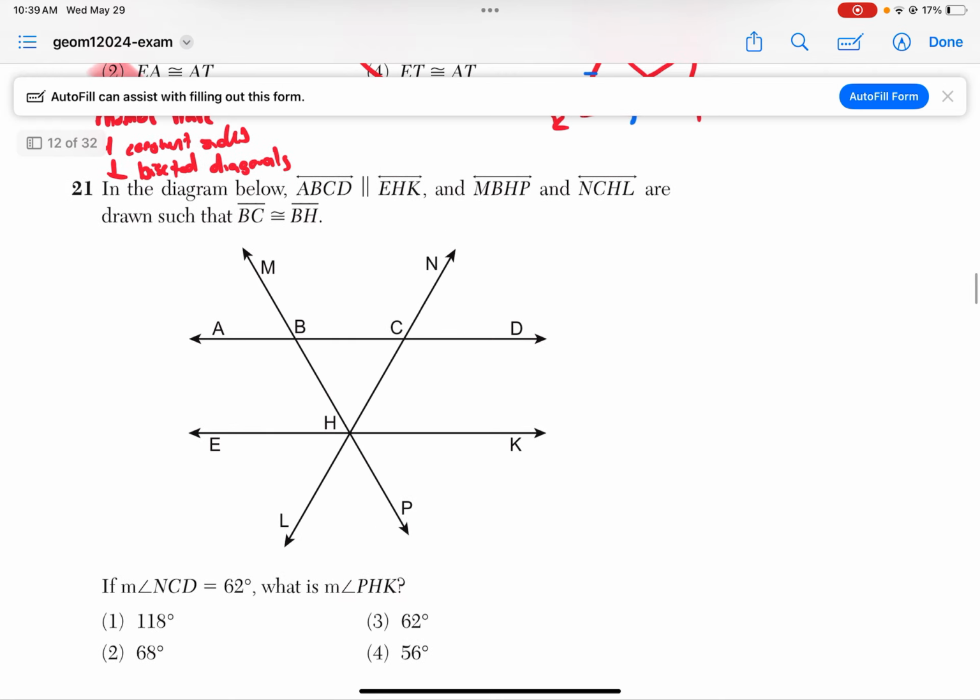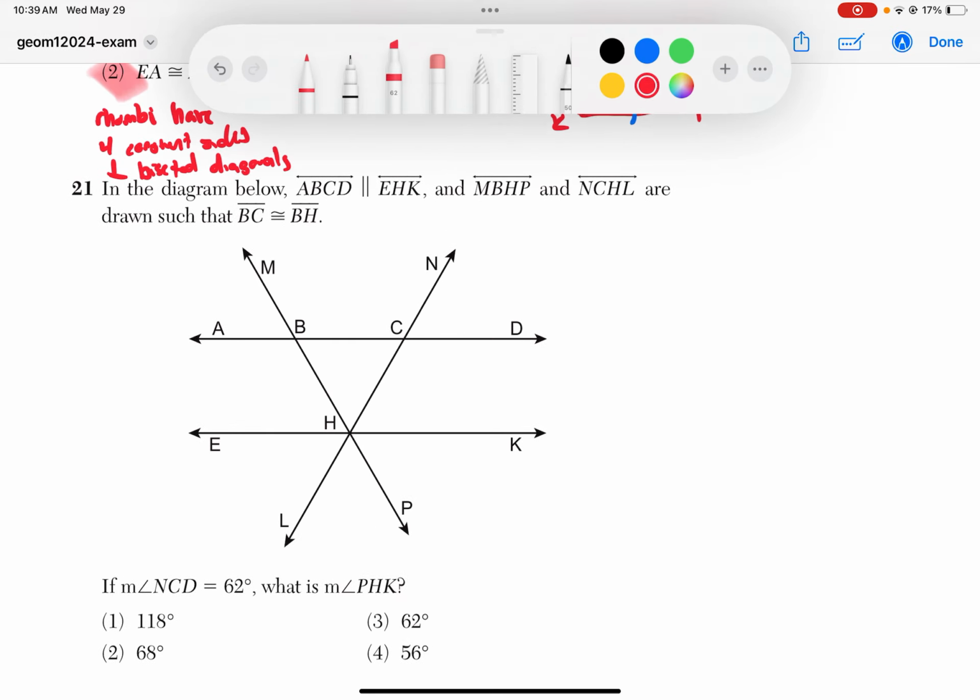Number 21. Oh, we're definitely working with parallel lines cut by a transversal for sure. ABCD is parallel to EHK. Those are the parallels. We got those. And we have BC congruent to BH. Let's fill that in. Angle NCD is 62 degrees. What is angle PHK? Let's start by filling it as much as we can. Okay? Corresponding angles, you're 62 degrees.